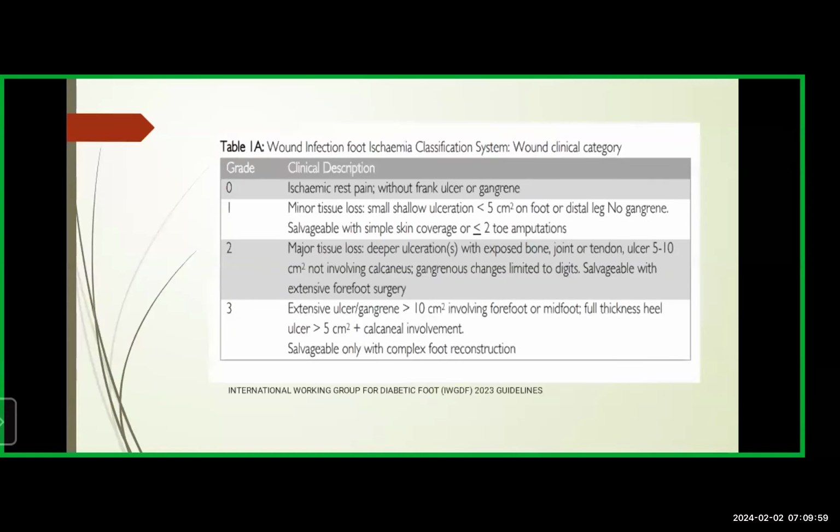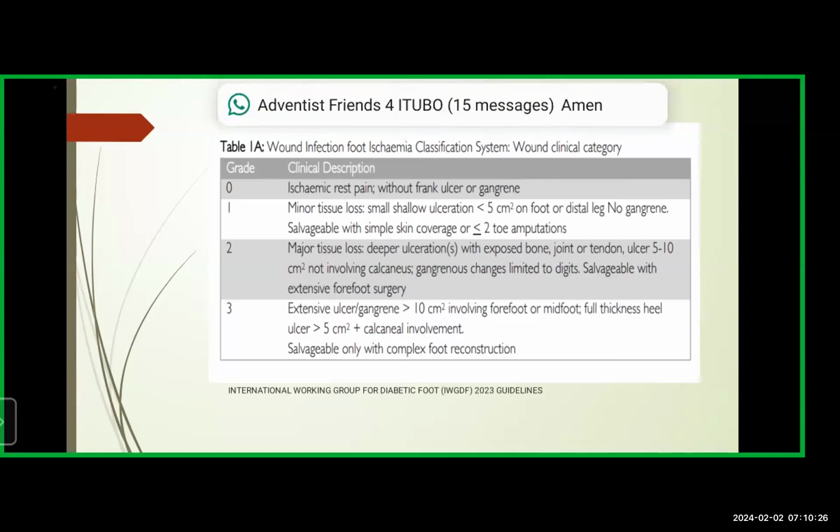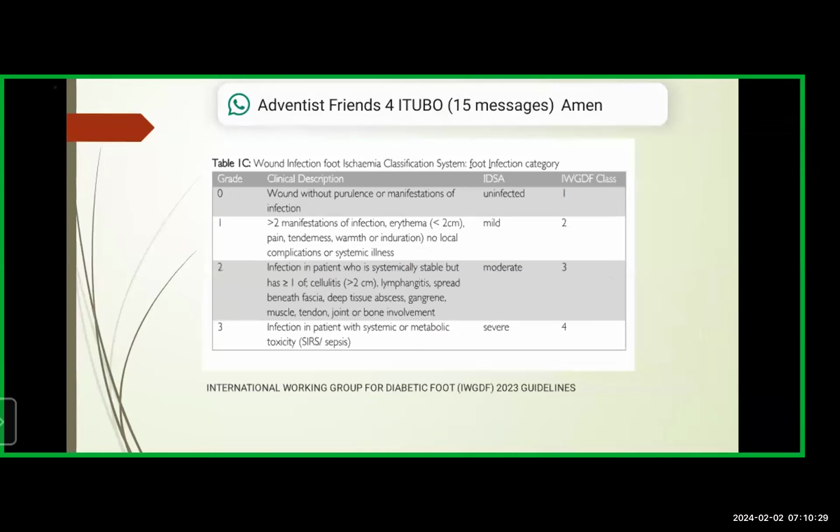And so even for the wound clinical category, graded 0 to 3, patients with grade 0 have ischemic rest pain without ulcer, frank ulcer or gangrene, while patients in grade 3 have extensive ulcer or gangrene of more than 10 centimeters square, involving the forefoot and hind limb. And at this stage, it can only be salvageable by reconstruction. Now, even the classification on the foot infection, we graded 0 to 3.